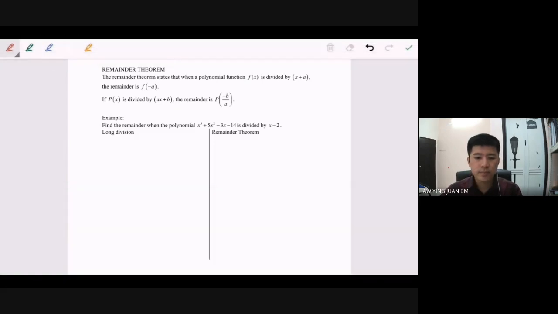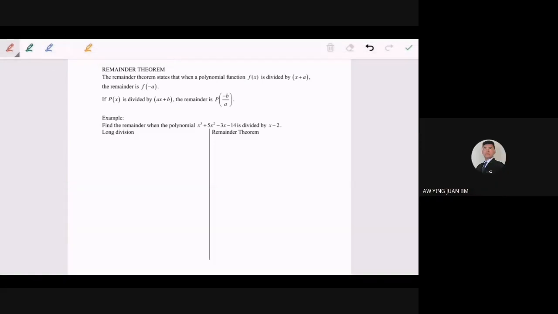So first we have to go through the sentence. The remainder theorem states that when a polynomial function f(x) is divided by x plus a, the remainder is f(negative a), or I can say R(negative a) is the remainder as well. Another example, if the polynomial function P(x) is divided by ax plus b, the remainder is P(negative b over a), or I can say R(negative b over a) as the remainder as well.